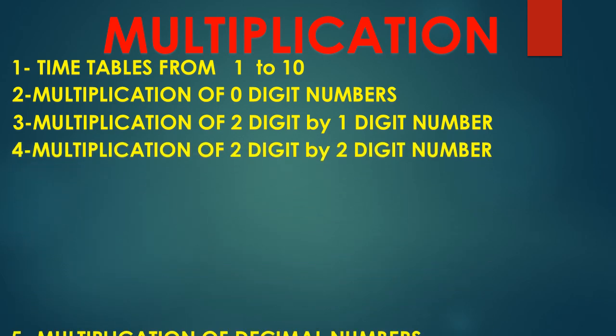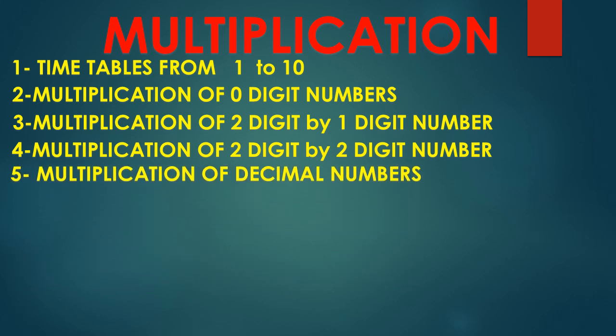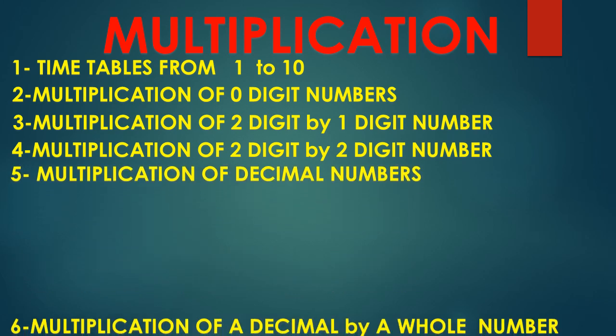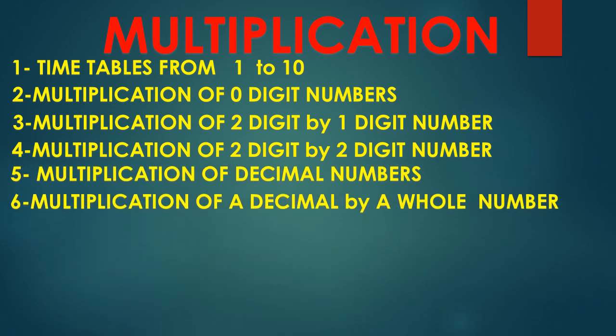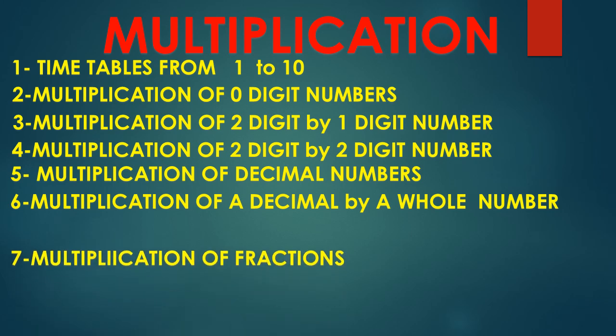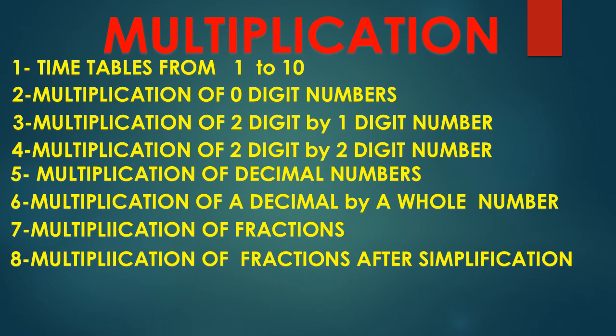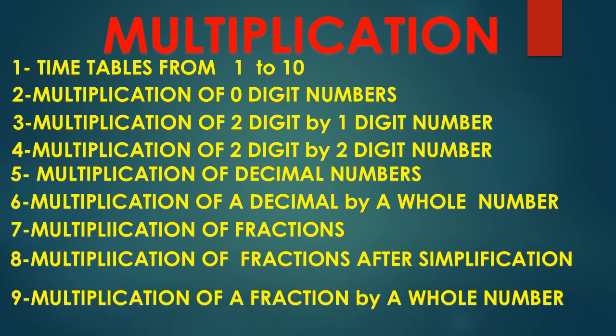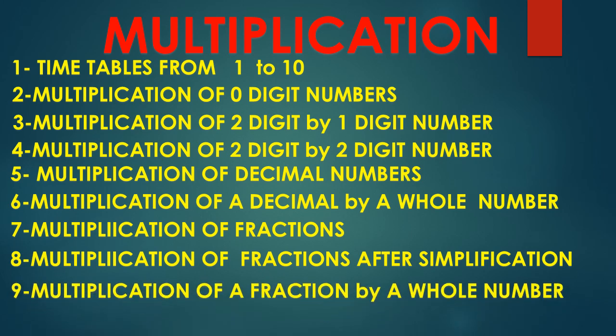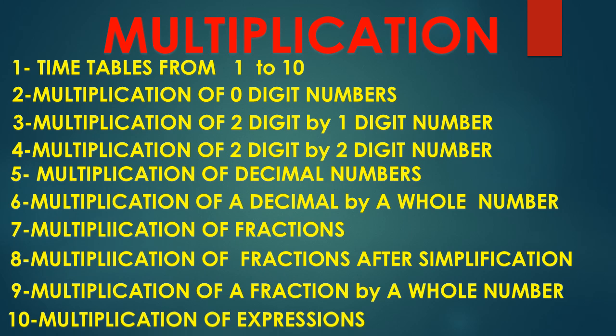Fifth, multiplication of decimal numbers. Sixth, multiplication of a decimal by a whole number. Seventh, multiplication of fractions. Eighth, multiplication of fractions after simplification. Ninth, multiplication of a fraction by a whole number. And 10th, multiplication of expressions.